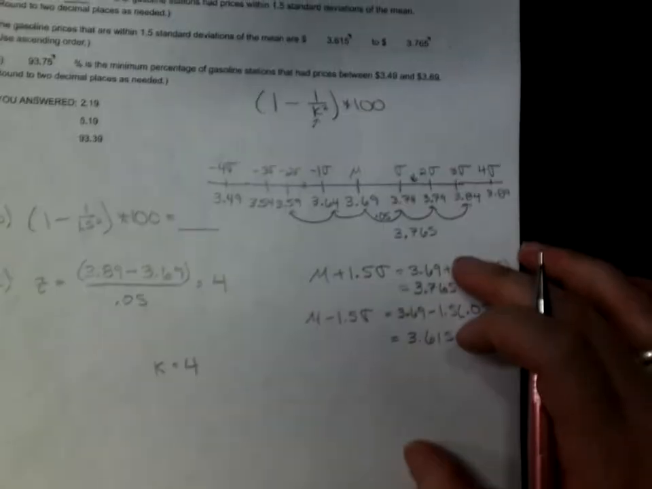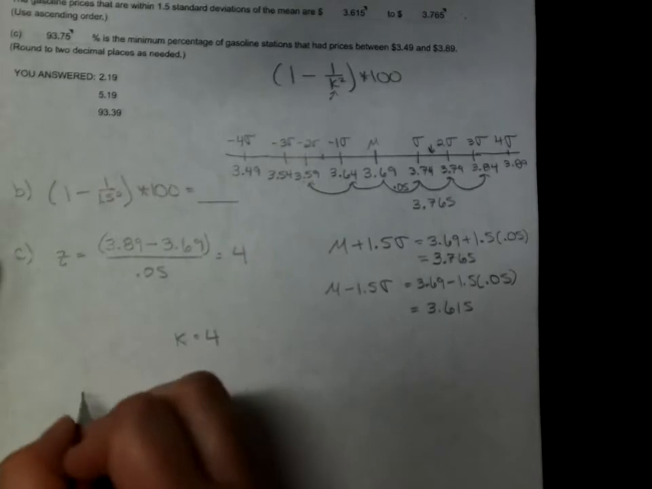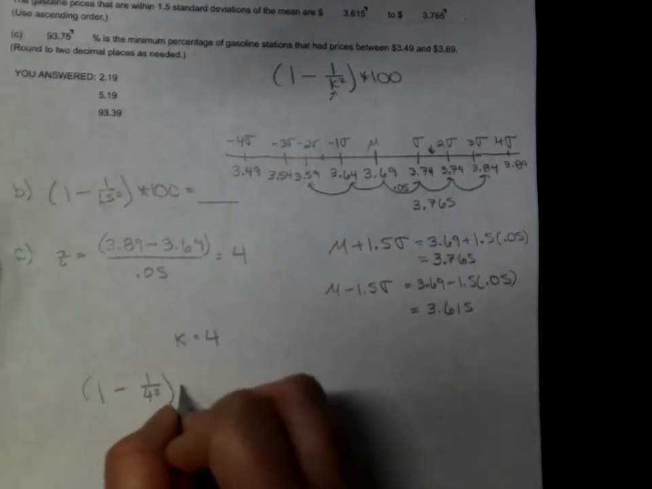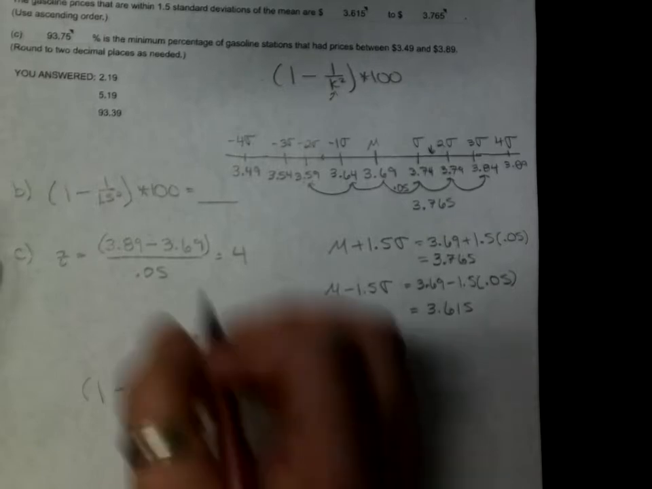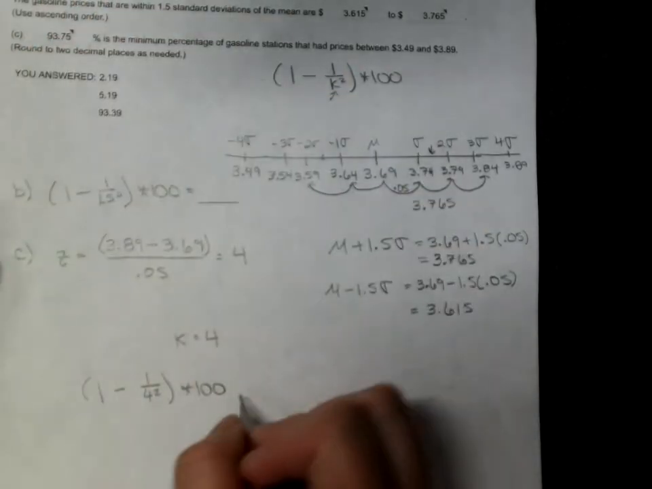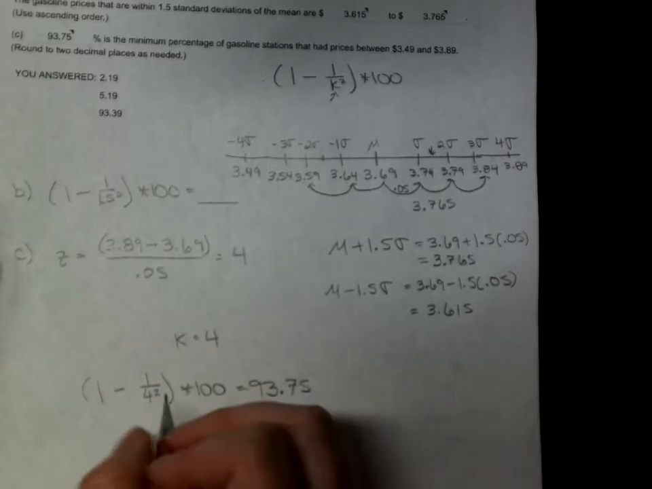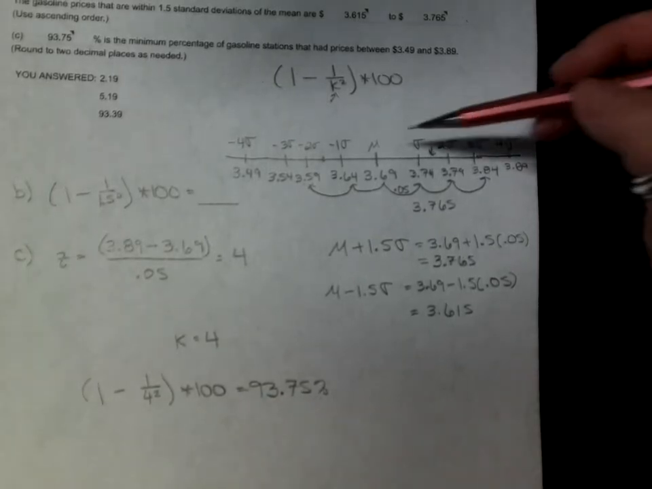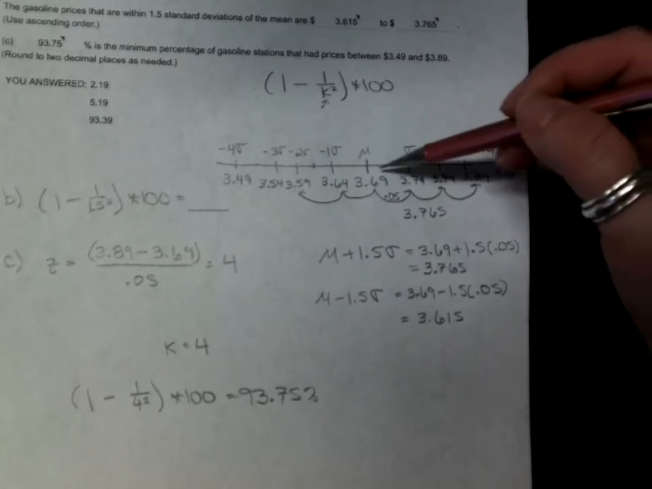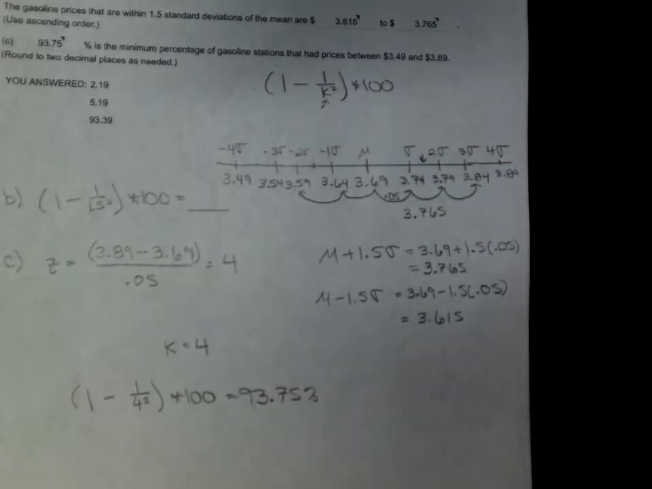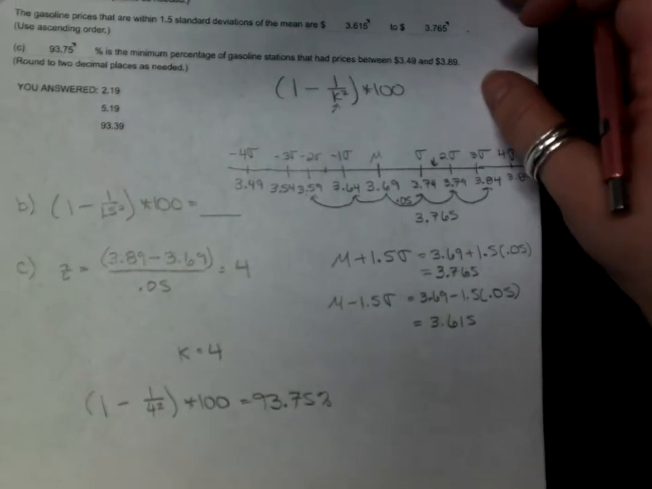So if k equals 4, we would plug that into Chebyshev's inequality, and that's where they're getting the 93.75. So we had to figure out the number of standard deviations based on how far away those numbers were from the mean. And I'm just counting by 0.05 because that's the standard deviation amount for this problem.